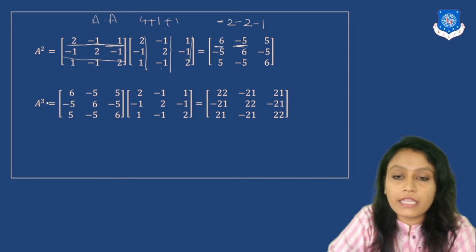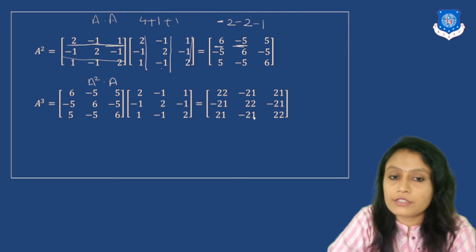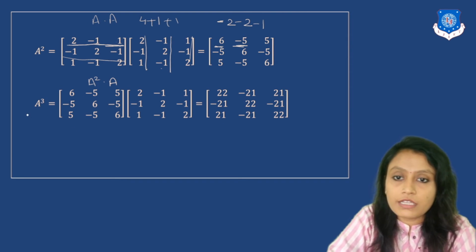Now we will find A cube. So for that we have to multiply A square with A. Okay, so answer of A square is this. Just substitute it, this A. Again we have to multiply it. On multiplication you will get 22, minus 21, 21, minus 21, 22, minus 21, 21, minus 21 and 22. This is the answer of A cube, right?